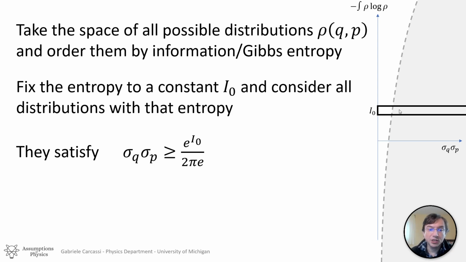Now, if you make the calculation, we'll find that the product of the standard deviations for those distributions is going to be greater than or equal to the exponential of I0 over 2 pi e. So as we go up in entropy, the minimum uncertainty is going to increase, and if we go down, the minimum uncertainty decreases. And you will find that the equality of this relationship is actually when you have the product of two independent Gaussians. And again, if you're interested in the calculation, it's going to be in the paper.